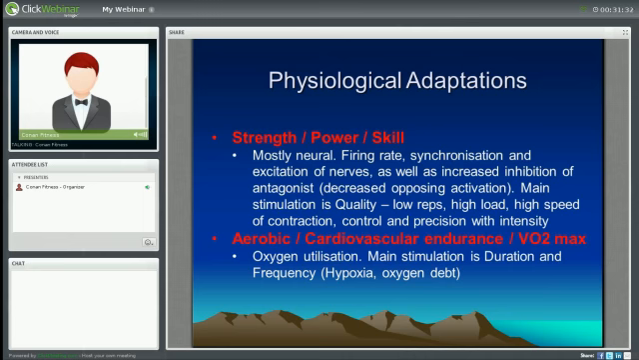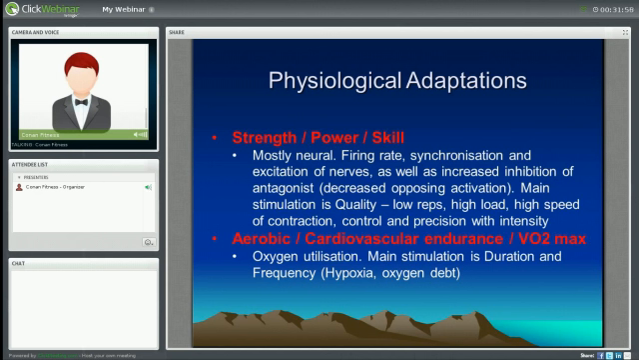You do need high load, so you can't get top-end strength gains using tiny little weights. It has to be high load. We do want high speed of contraction. A lot of people think that fast movements means that it's not controlled or precise, but it says there, control and precision with intensity. You can be fast and controlled. I guess that's where the skill comes in, but it is important.